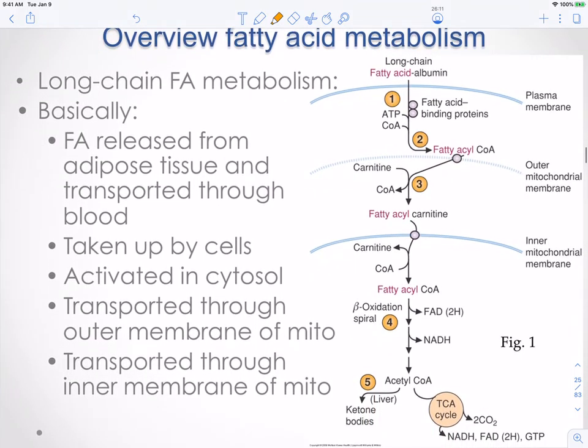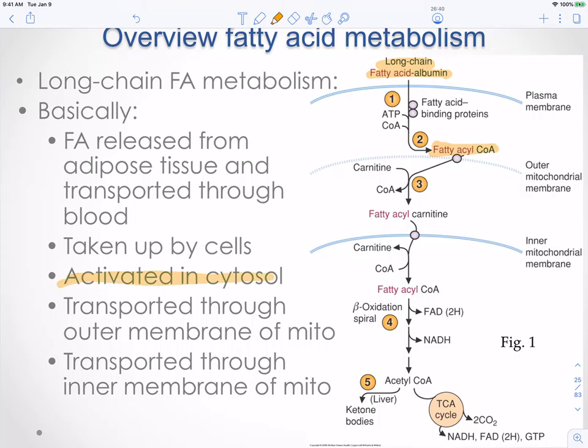Okay, so here is an overview figure of beta oxidation. And pretty much it starts with picking up those long chain fatty acids that are bound to serum albumin, and those were released from your adipose tissue. These long chain fatty acids have to be activated, so they get a coenzyme A added to them to activate them. And that occurs in the cytosol. So activation occurs in the cytosol.